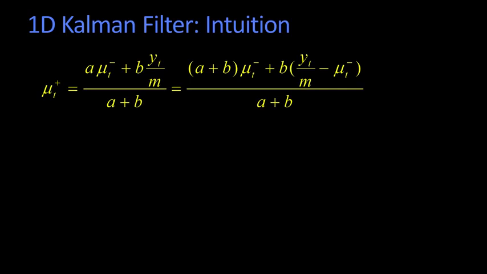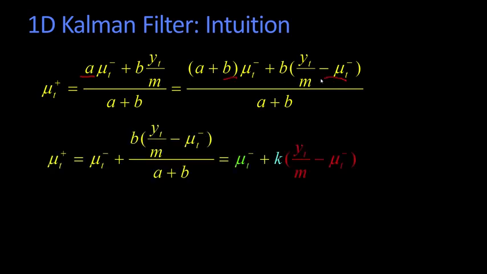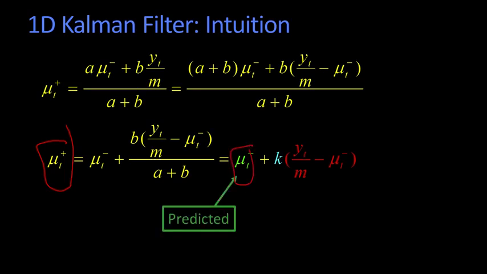Again, A and B carried forward. Here what you'll notice I've done is I took A here, I added in the B there, which ends up subtracting that there. Keep going, and what you'll see is this expression that says mu t plus, our new belief after we've taken our measurement, is just mu t minus. What's mu t minus? Mu t minus was the prediction.